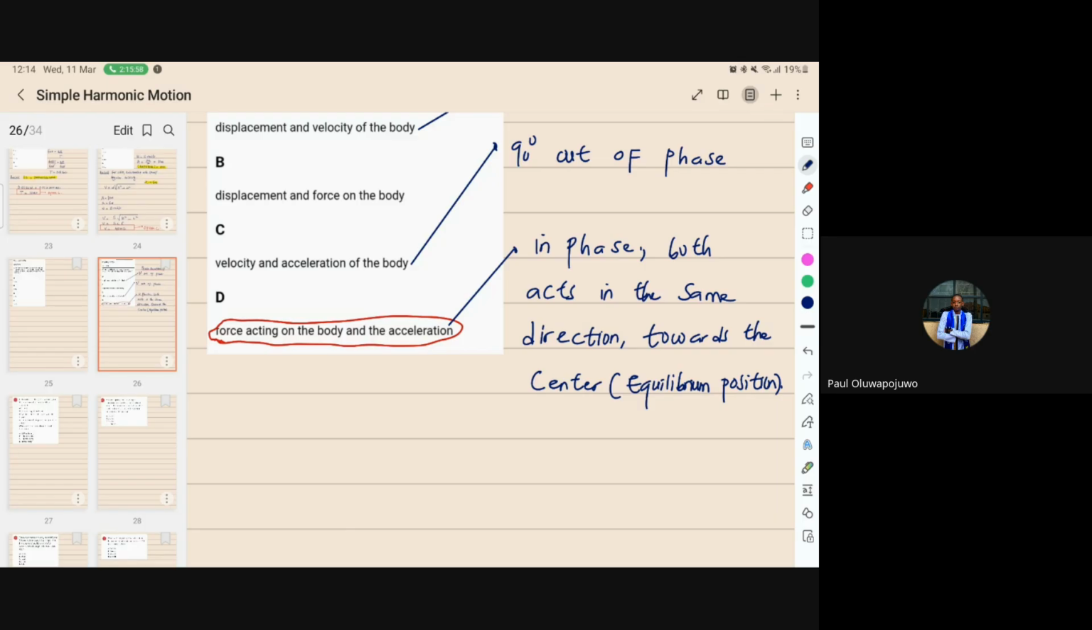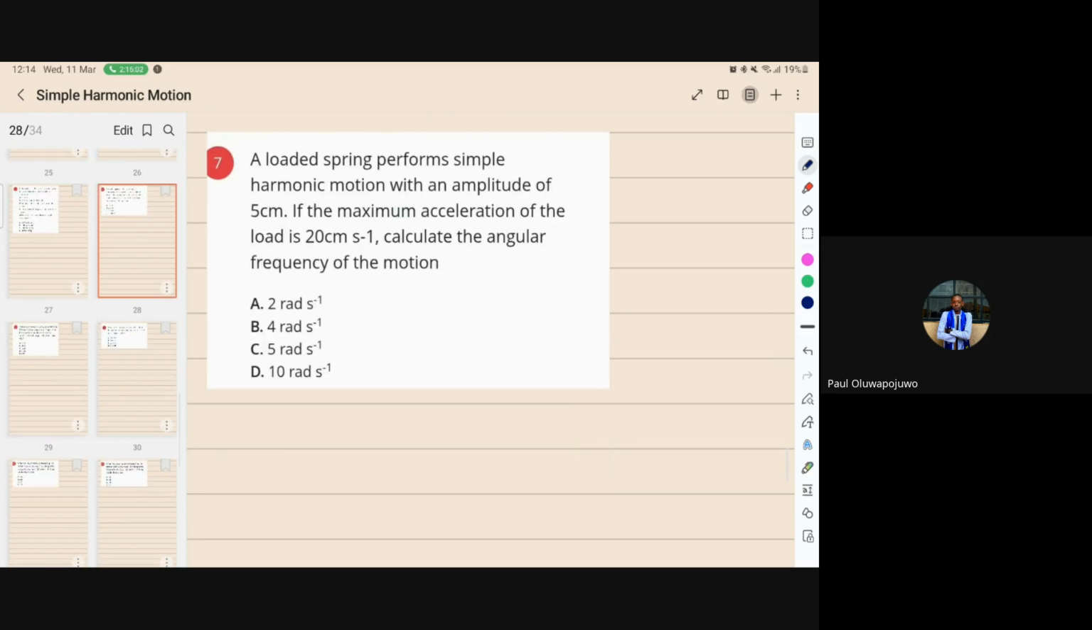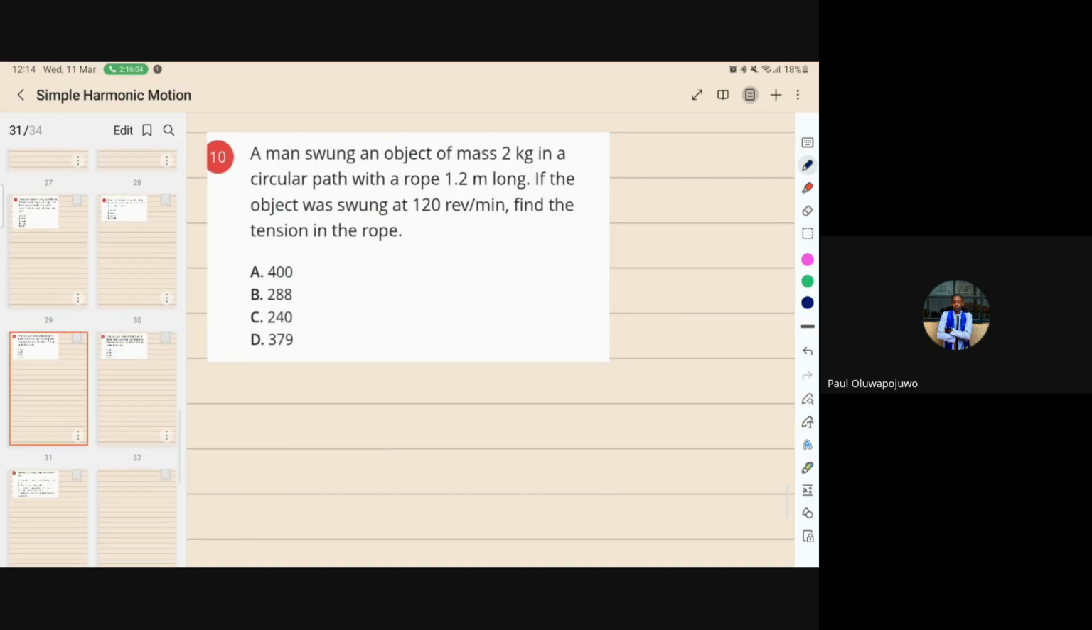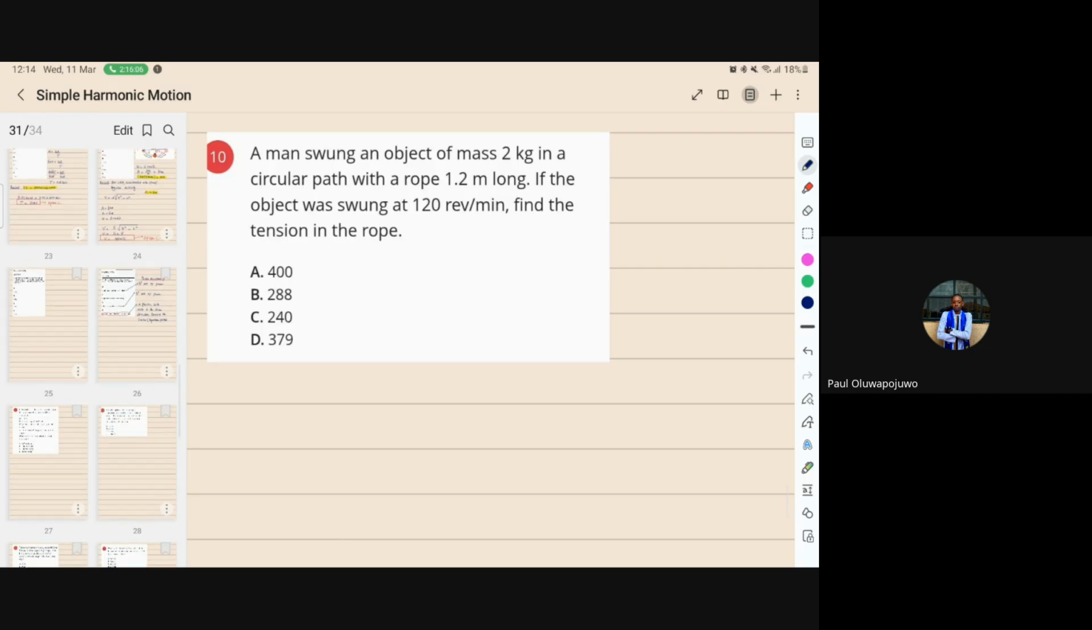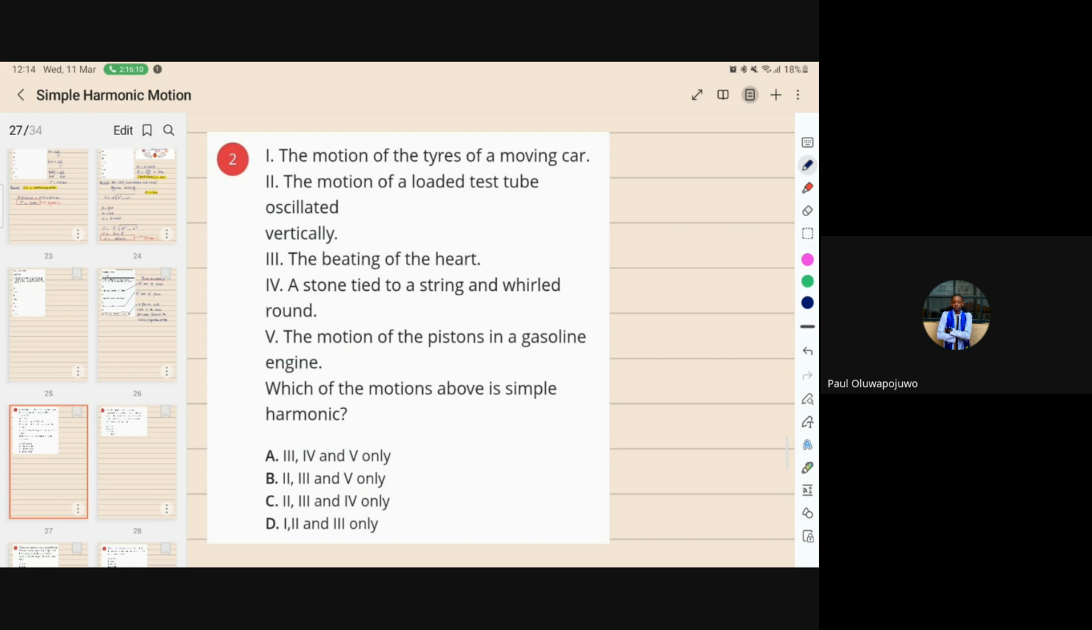Is that okay? So how many questions are remaining here? 1, 2, 3, 4, 5, 6, 7 questions. I will solve one more and then the rest will go to you guys. This one is not a calculation. Which of the motions above is simple harmonic? Everybody now, your answers should roll in. Which of the following is simple harmonic?